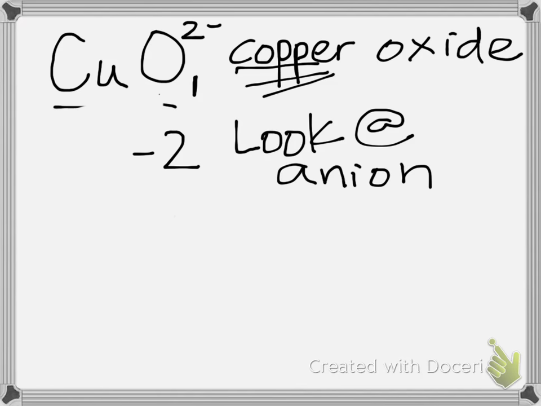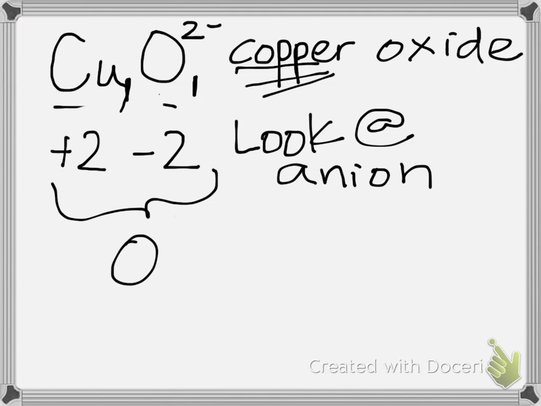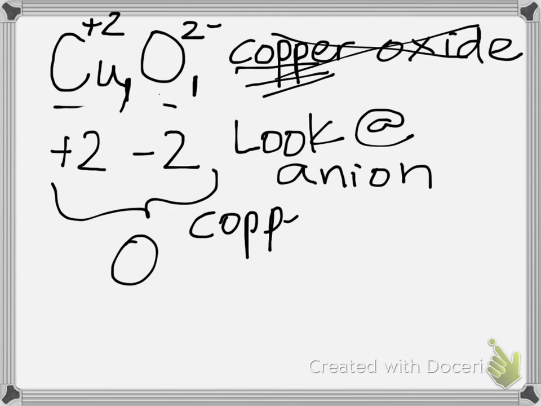Okay. Over here, I have copper. Now, I only have 1 copper ion. So for this to be an overall charge of 0, this has to be +2. And I only have 1 of them, which means this copper has a +2 charge. So the proper way to name this, not copper oxide, the proper way to name this with the stock system, that's the one where you use the Roman numerals, is to call this copper 2 oxide.